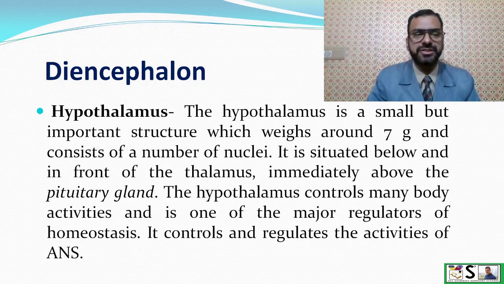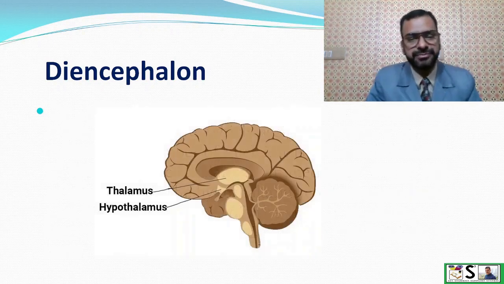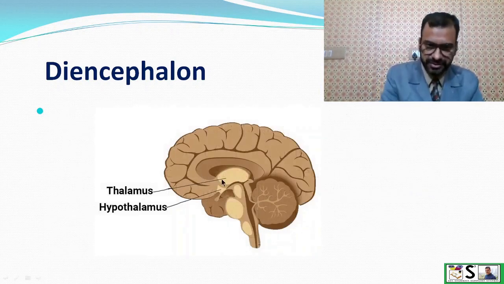And hypothalamus is a small but important structure which weighs around 7 grams and consists of a number of nuclei. It is situated below and in front of the thalamus, immediately above the pituitary gland. The hypothalamus controls many body activities and is one of the major regulators of homeostasis in our body. It controls and regulates the activities of the autonomic nervous system. Here you can understand with this picture that this is thalamus and this is hypothalamus and this is space for pituitary.